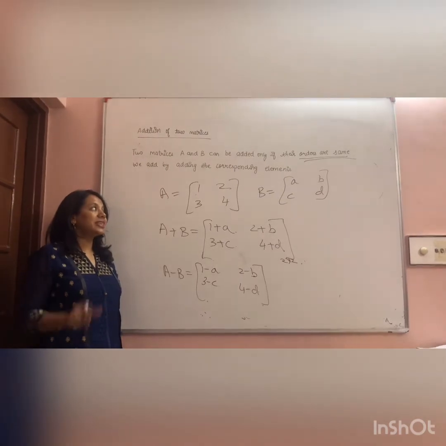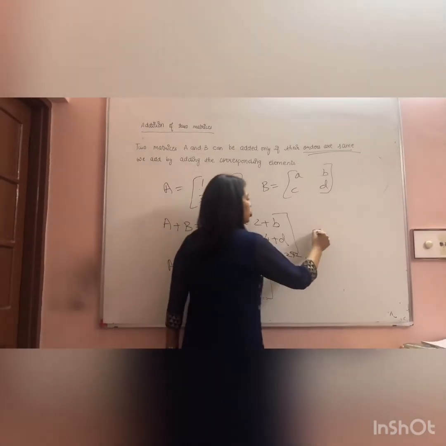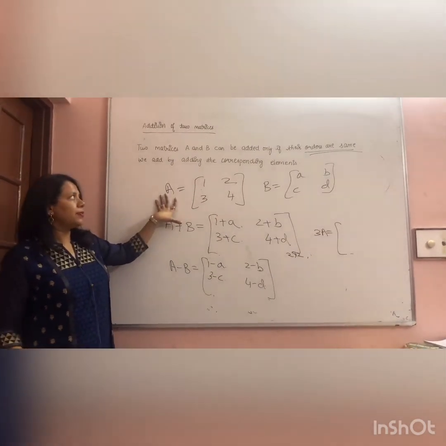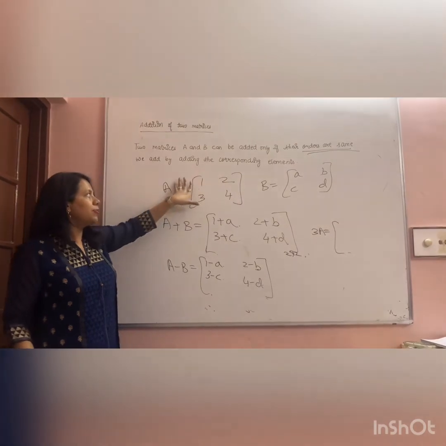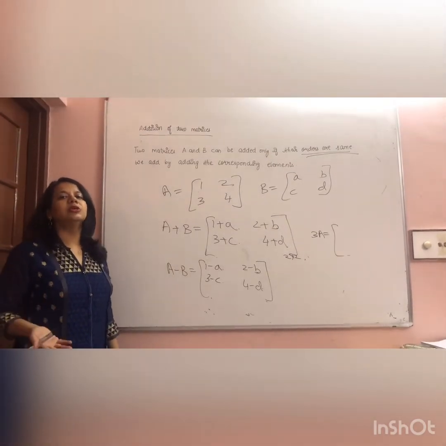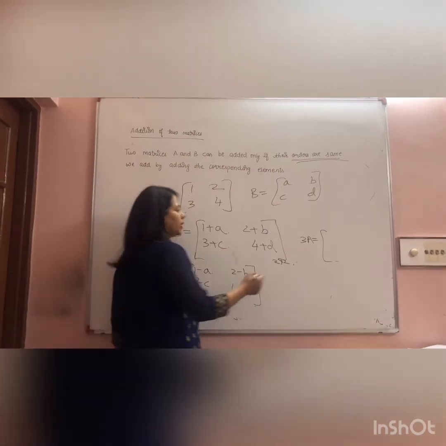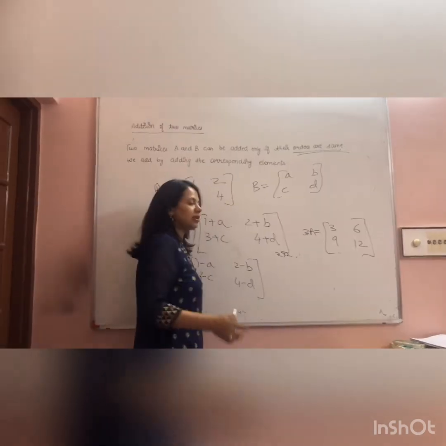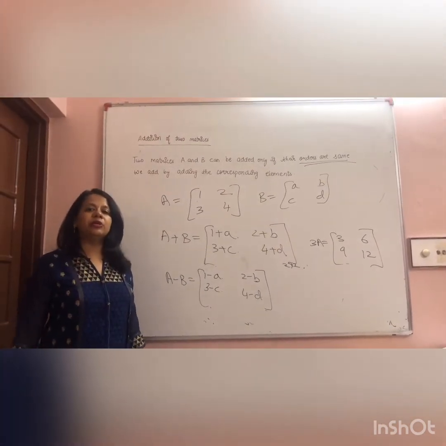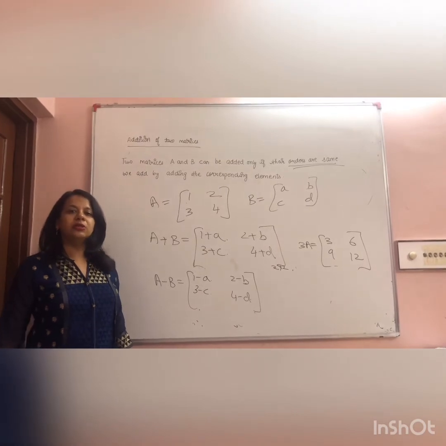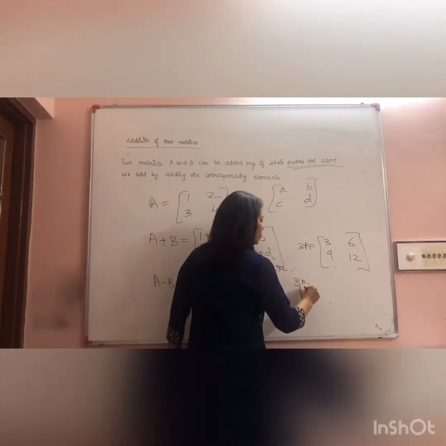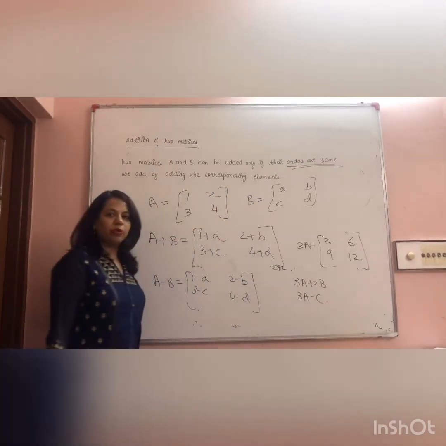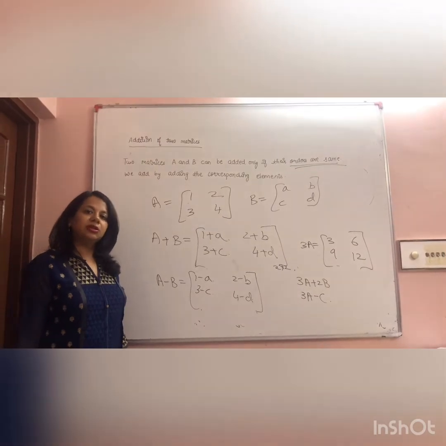Now there is something called scalar multiplication. If I need to do 3A, so what would 3A be? I would be multiplying this A matrix with 3. That means I would be multiplying all the elements of the matrix with the number 3. So this would become 3, 6, 9 and 12. So that is scalar multiplication. Every element of the matrix gets multiplied with the scalar. Then you can perform 3A plus 2B or 3A minus C. Accordingly, you can perform any particular operation that is given to us.